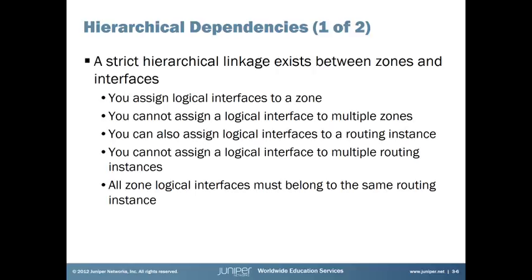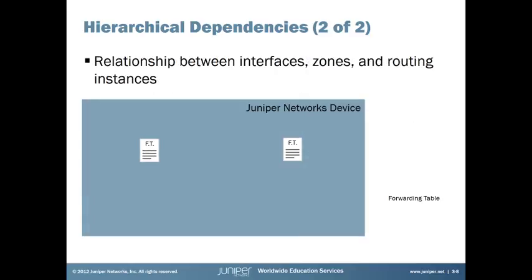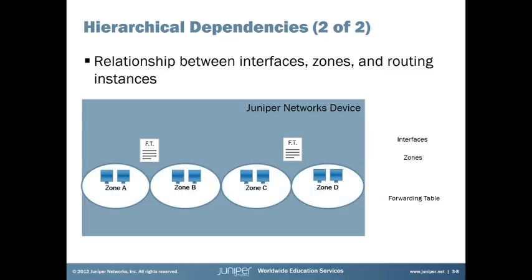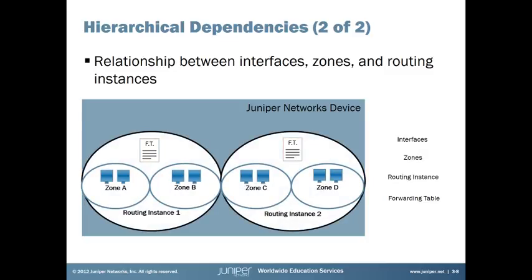They have to be in the same routing instance. Okay, so let's take a little bit of a look at that. Here we have a forwarding table. We've got 4 zones right there, and we've got a couple of routing instances. That's fine, because all the interfaces in the zone are in the same instance, that's what I meant to say.